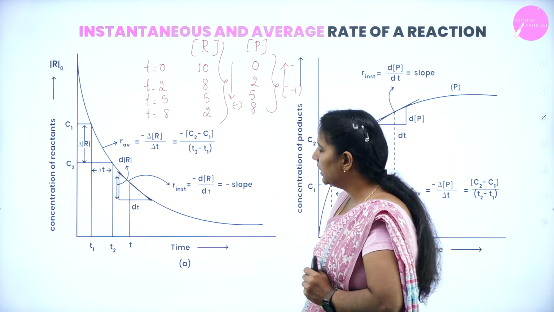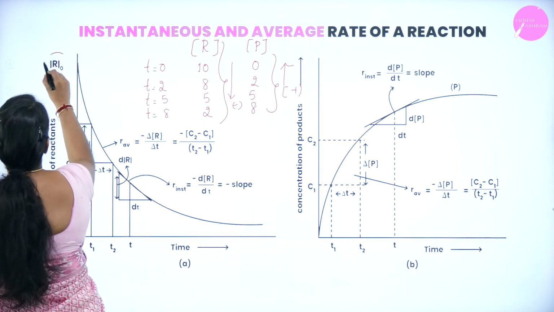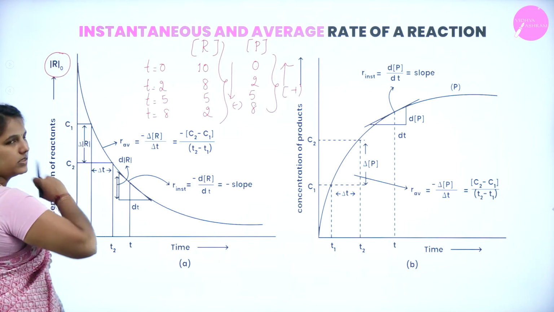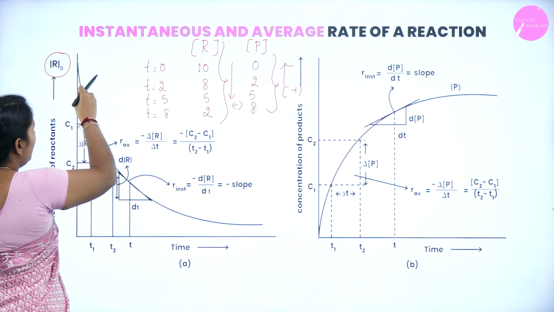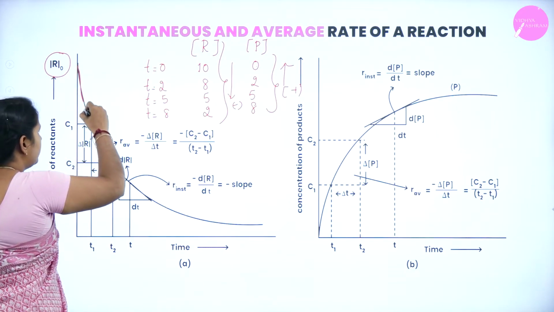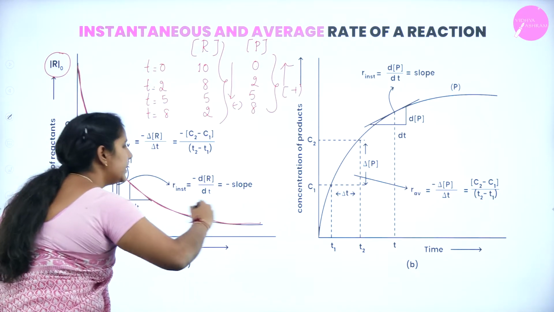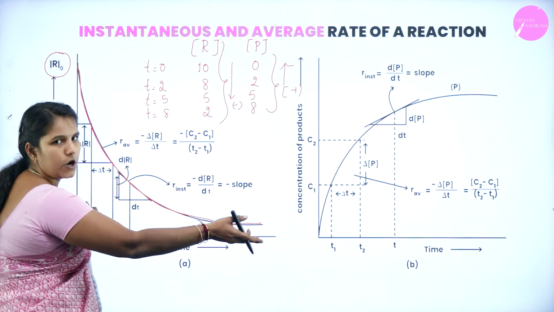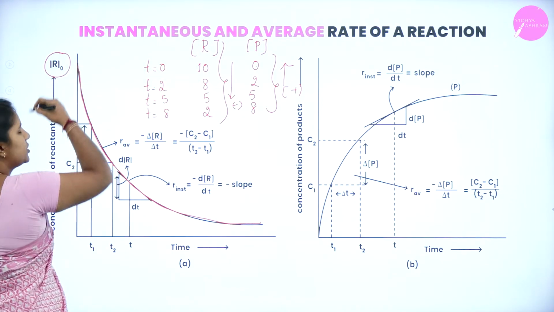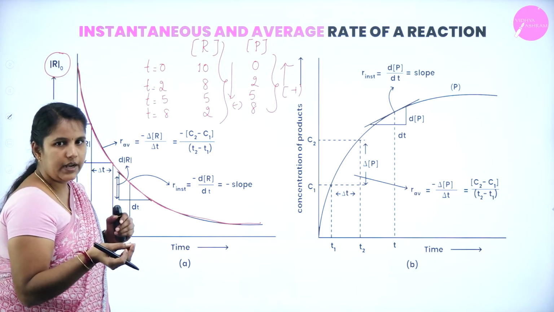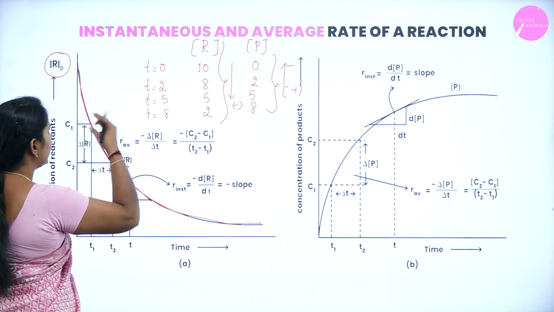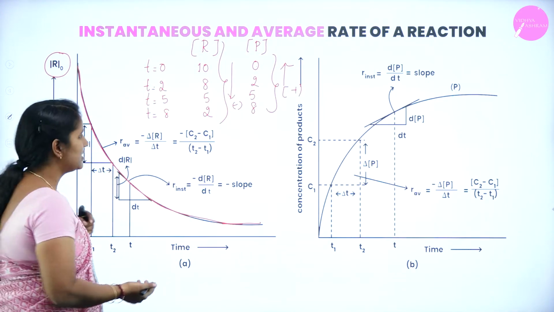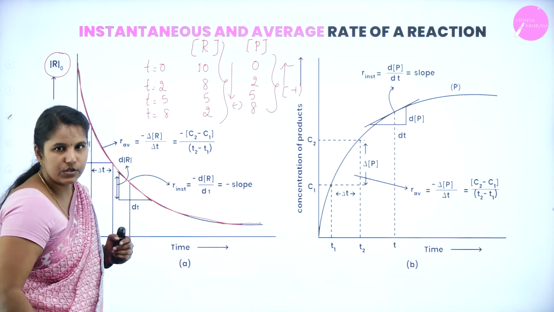How is it obtained? We know that the concentration of the reactant at time 0 is constant. As the time passes, the concentration of the reactant starts decreasing. Why is it decreasing? Because the reactant is forming a product. Is it right? As the time increases or as the time passes, the concentration of the reactant decreases. That is why you will get a negative slope.